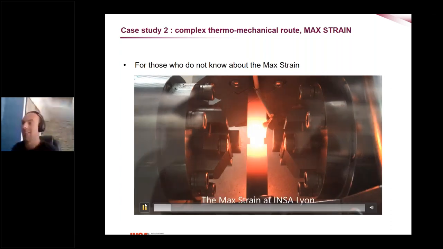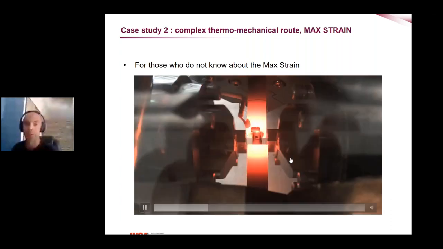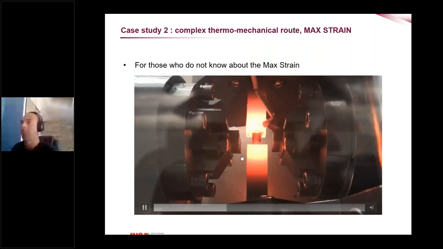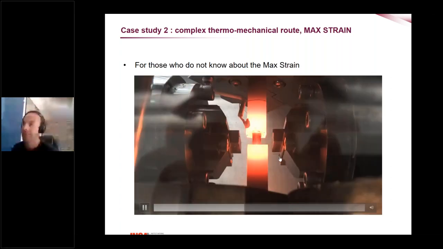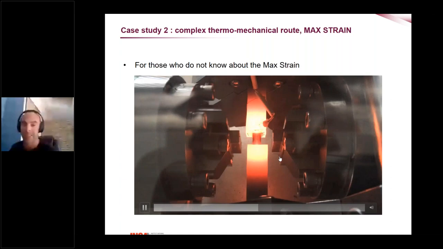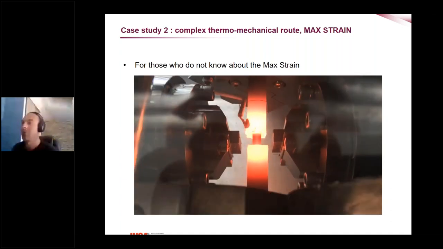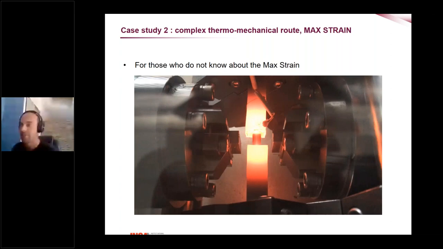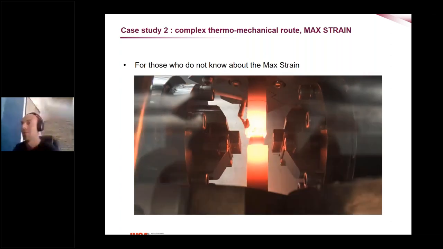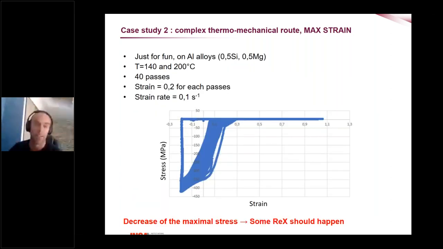So you have your samples here, and you can see you have double compressions at high temperature, and after each pass you just turn your sample by 90 degrees. That's why it's called MAXStrain, because you may end up with very large deformations. Actually, infinite deformation is supposed to be possible. So the first thing that we did, just for fun, was to use that on aluminum alloys.